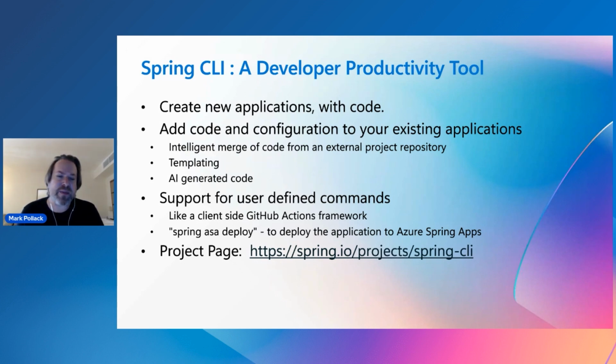Code generation is typically done with templating. We support that as well. And hopefully we'll have time to show you how you can use AI itself to generate code. Another feature of Spring CLI, which we'll show in a moment, is user-defined commands. You can think of this as a client-side version of GitHub Actions. So typing the command Spring ASA deploy orchestrates deploying the application to Azure Spring Apps in much the same way you might use GitHub Actions to run command line tools.